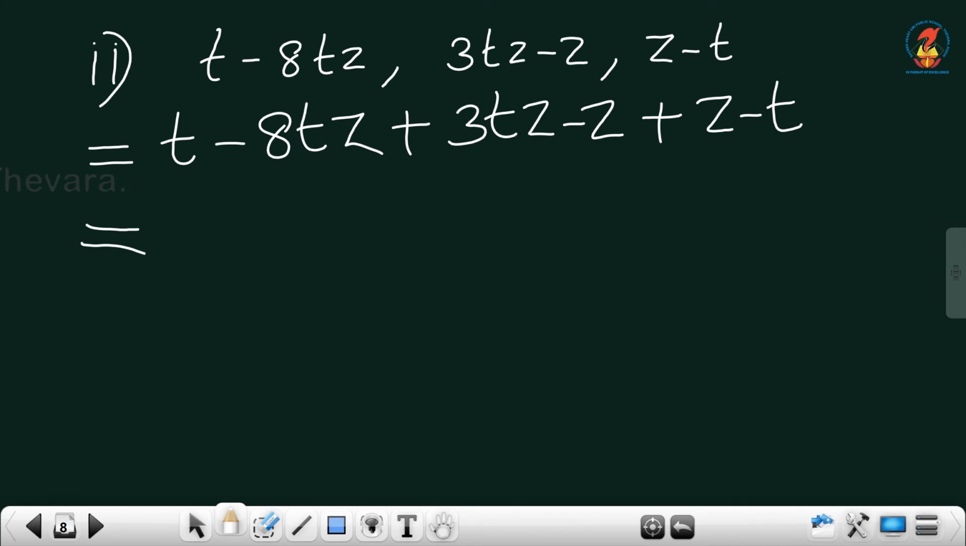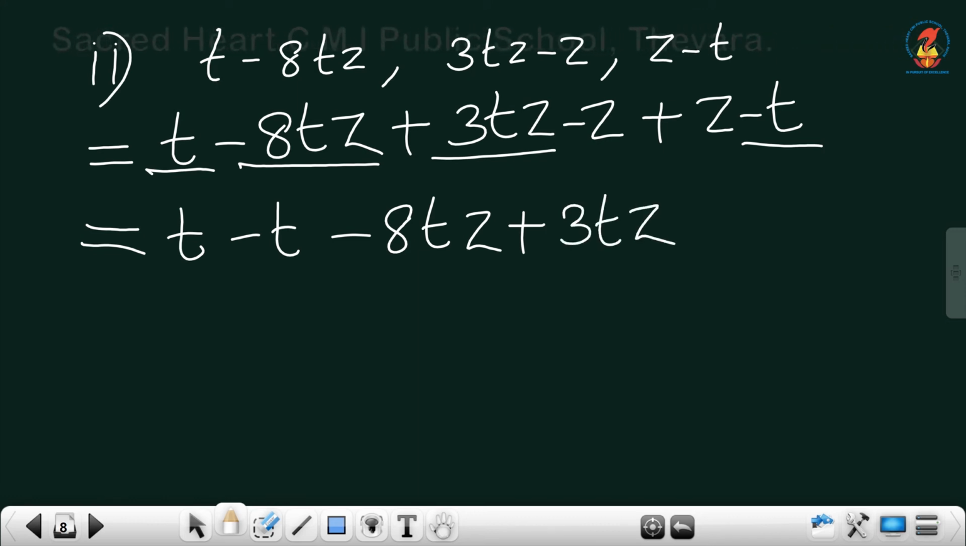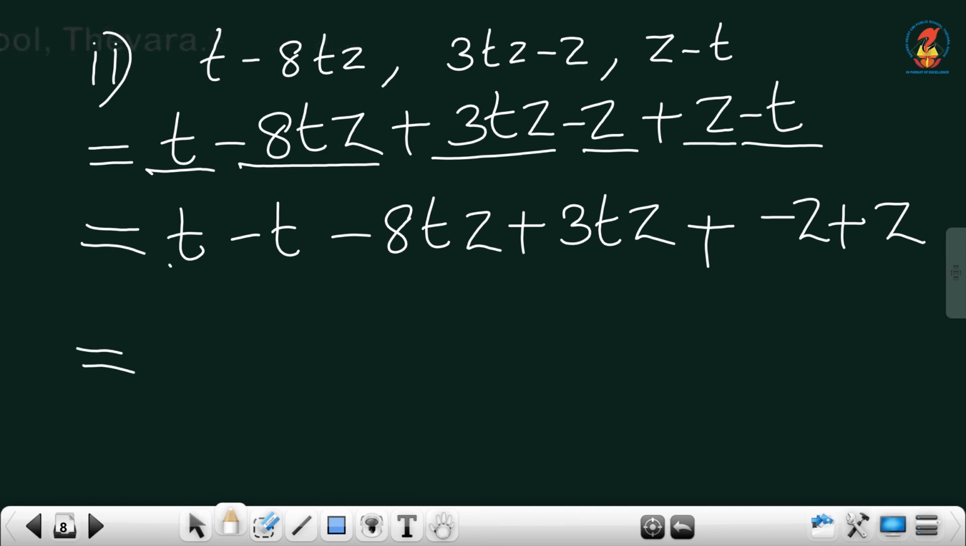Now the same step, group the like terms. Like terms mean terms having the same variable. Here t is there, here t, here minus t. So these are like terms. Then the tz terms, negative 8tz plus 3tz. These two terms are like terms. In the same way, negative z plus z are like terms. Now this is one group of like terms, this is another group, and this is another group.